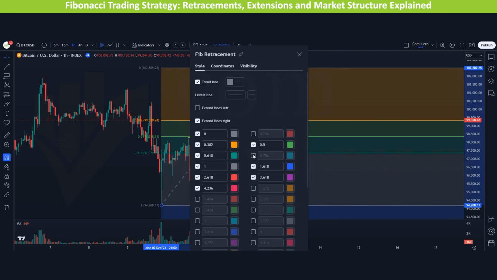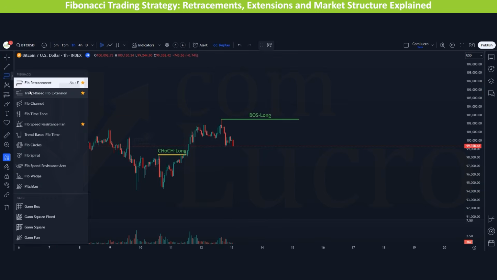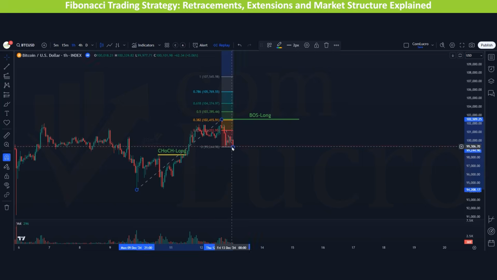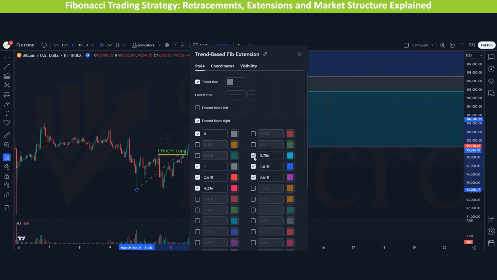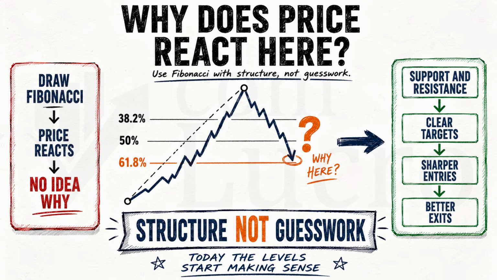Be honest, how many times have you drawn Fibonacci on your chart, watched price stall right at a level, and had no idea why? Today, in our Technical Analysis for Day Traders course, we're going to fix that. By the end of this lesson, you'll know how to use Fibonacci retracement and extension levels to spot real areas of support and resistance, set clear price targets, and sharpen your entries and exits, with structure, not guesswork.